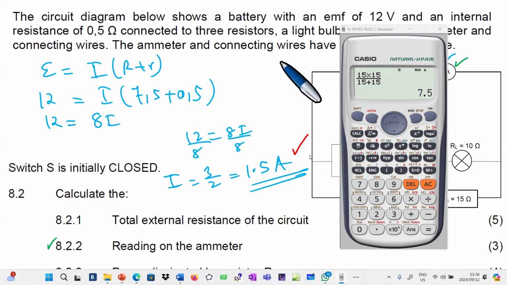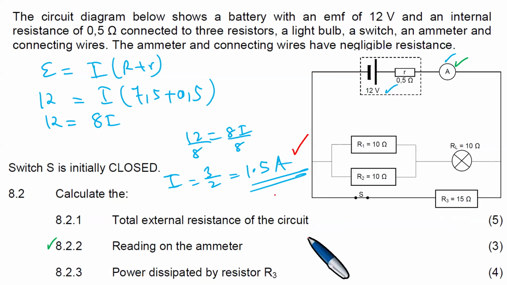Okay, why must you add the R? Because EMF includes both the external and the internal. I hear you there. Now we did the 7.5 plus the 0.5, which gave us 8, and then went on to say 12 divided by 8, which is 1.5 amps. Okay, 1.5 amps.